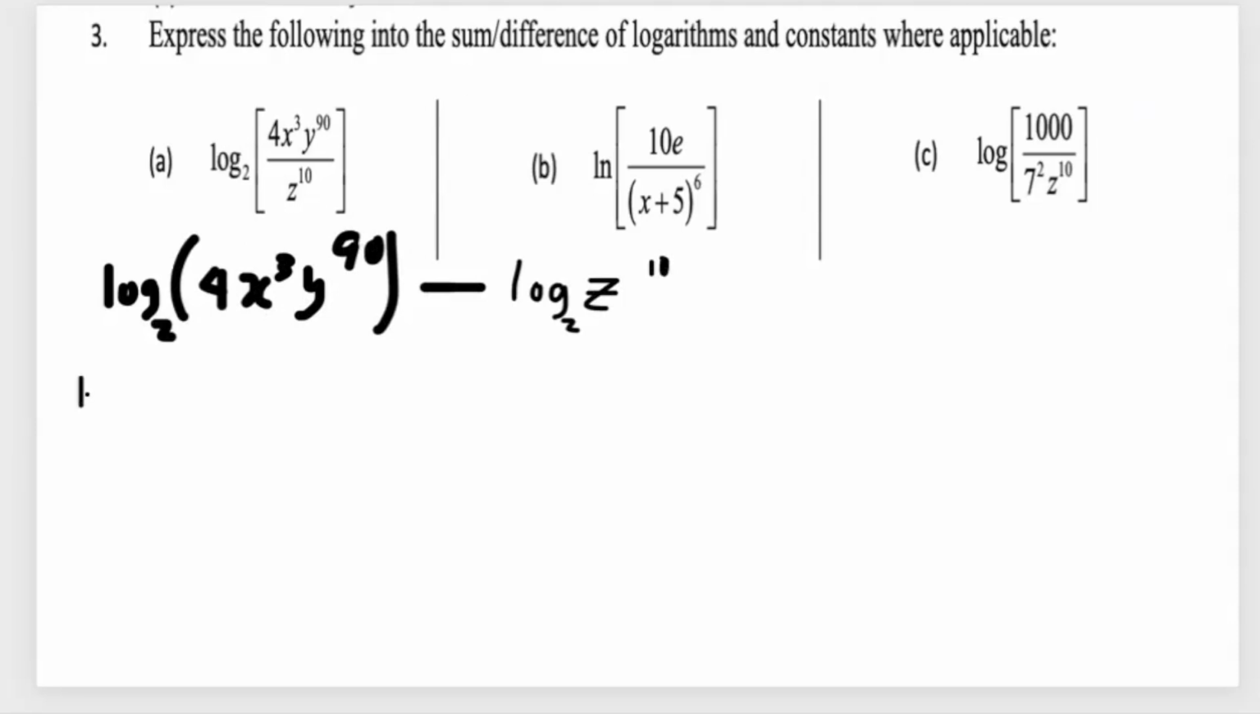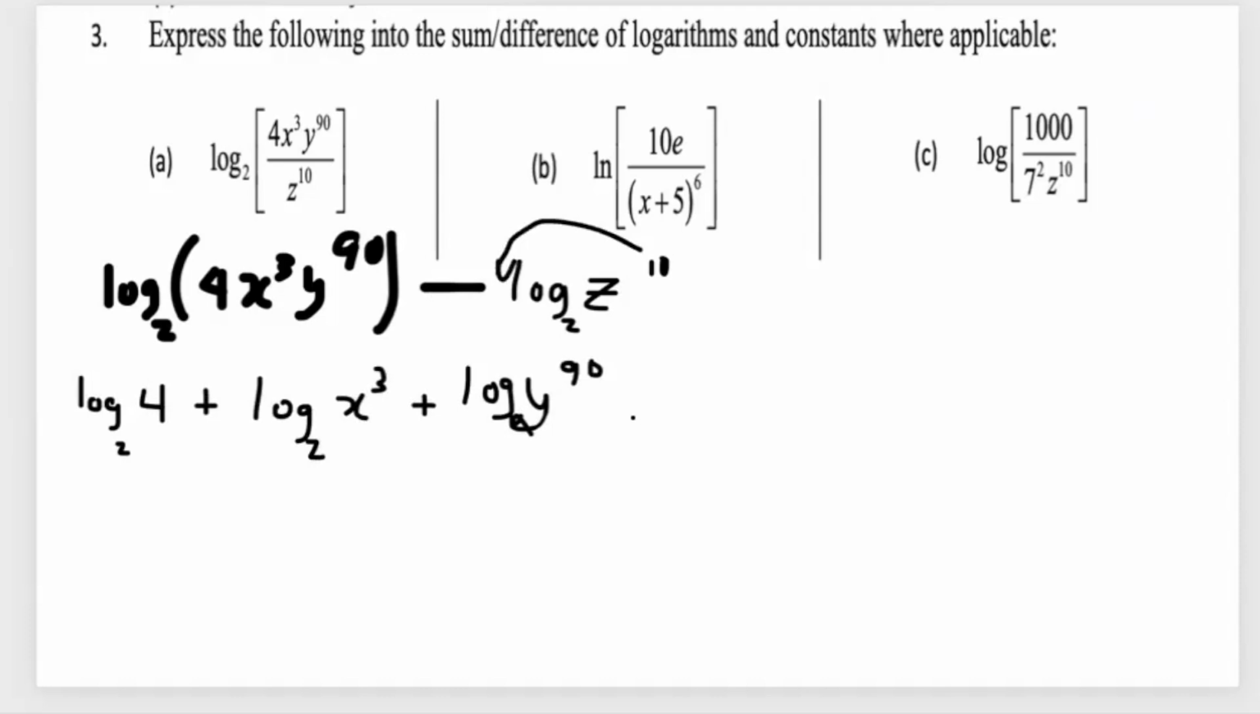Now, because this is multiplied and it says sum or difference, we have to split it. Multiplication, we add. So you're going to have log base 2 of 4 plus log base 2 of x cubed plus log base 2 of y to the 90. And because I have a power here, we're going to carry it in front. So we have minus 10 log base 2 z.